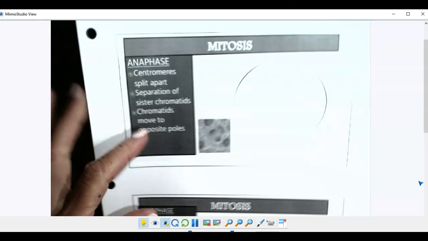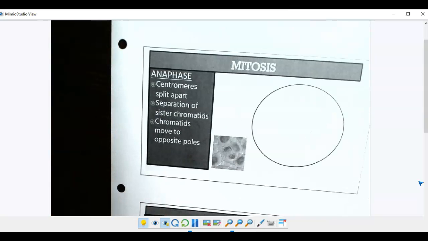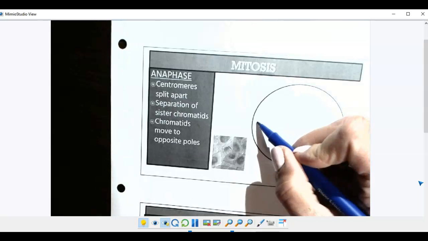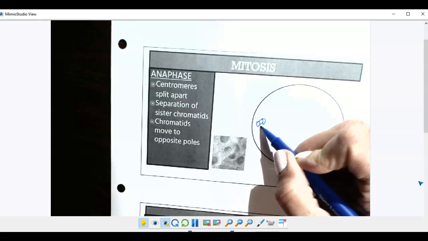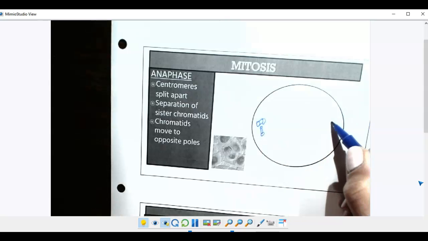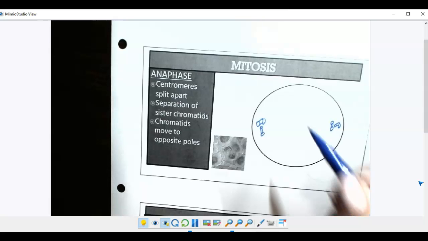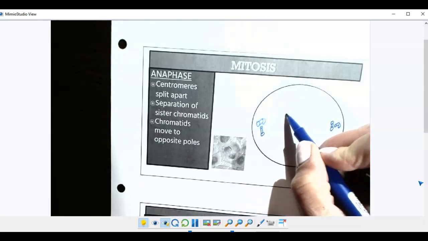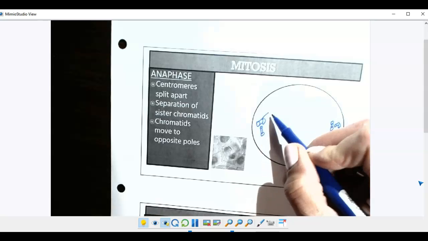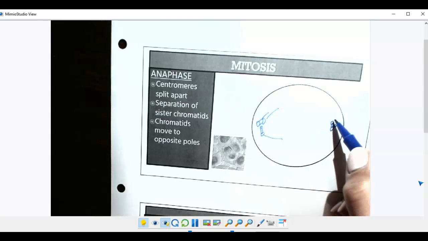So our next phase is anaphase. So the centromeres split apart. There's a separation of the sister chromatids, and the chromatids move to opposite poles. So I am going to draw my centrioles again. Okay. I'm going to draw my chromosome. I'm going to draw my spindle fibers like this.